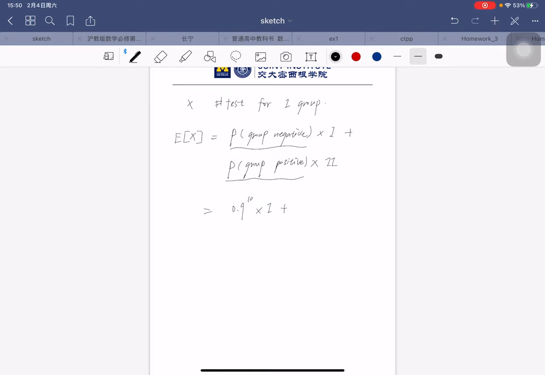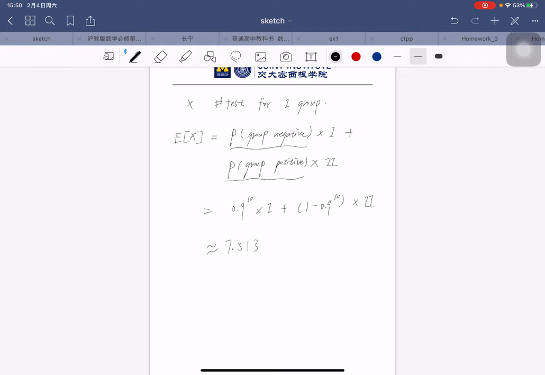And without the cases where the group result is negative, the remaining are all the cases where the group result will be positive. So the probability should be 1 minus 0.9 to the power of 10 and multiply by 11. And it approximately equals 7.513.